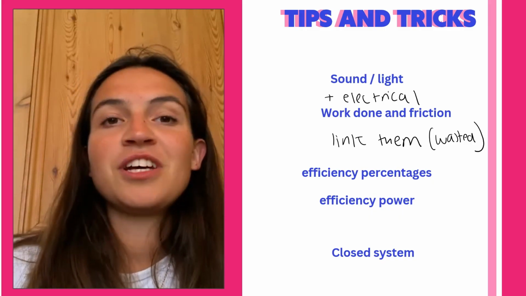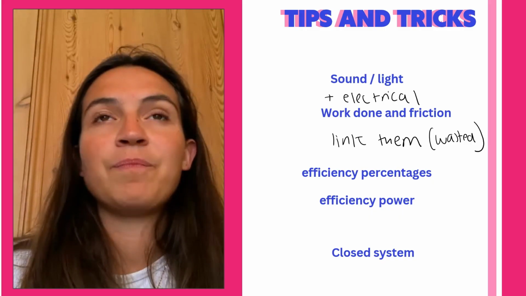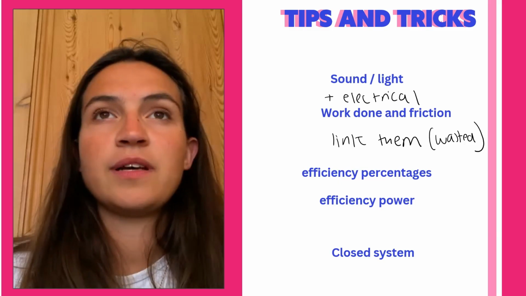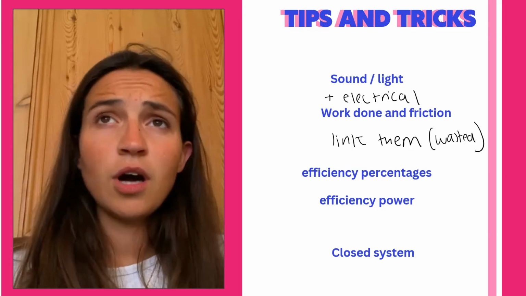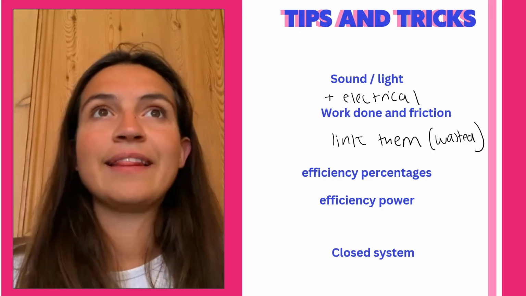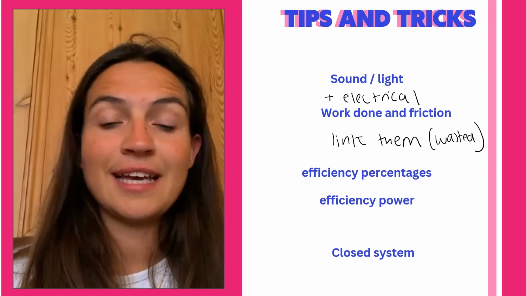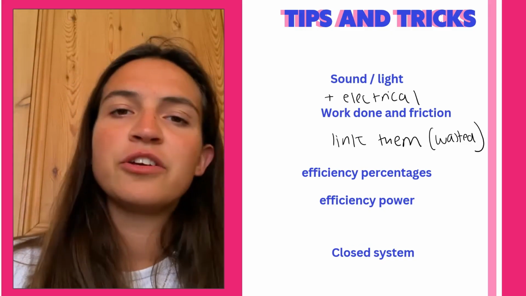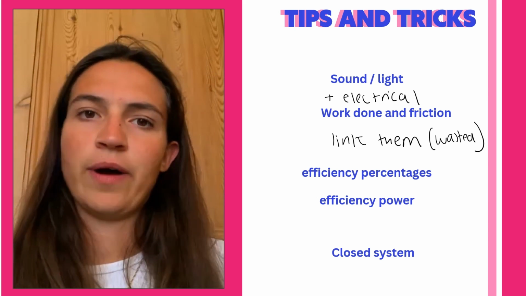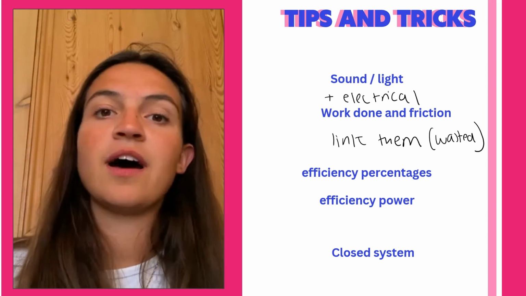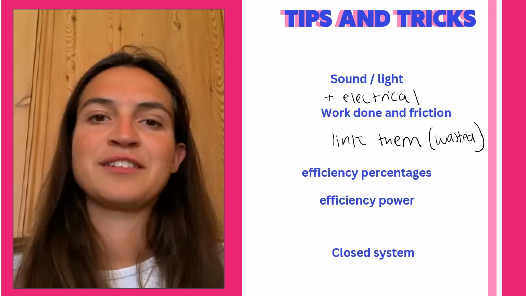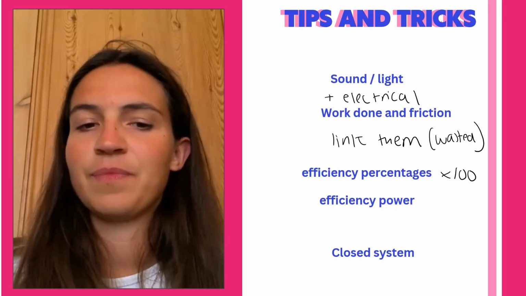Work done by friction: if there is something like a mechanical process, so maybe it's a car slowing down on a road, and there is energy which is being wasted as heat or dissipated, you should always talk about, in your explanation, work done by friction, which is transferring that energy into heat.